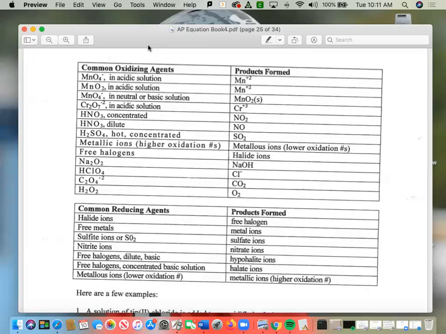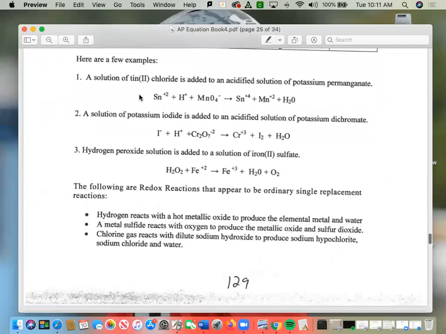All the way down where it says free halogen, dilute in basic, goes to hypohalite ions. Hypohalite would be like hypochlorite. That's what that means. And then you'll see another one there that says halate. That means like chlorate. Okay, and we're going to keep referencing these. This is essentially everything we're doing for the next few days. So here's the first question.